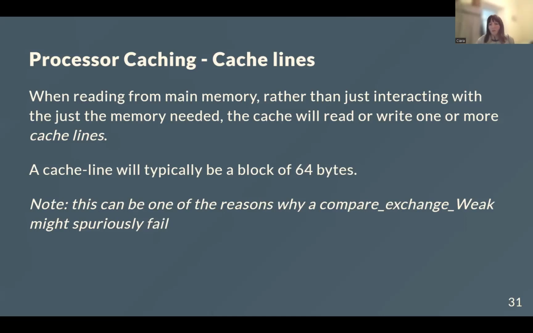And this can be one of the reasons why compare exchange weak might spuriously fail, because even though the value hasn't changed, no one's actually accessed that memory. If someone's accessed the neighboring memory, well, then that cache line has been invalidated. Someone else has said, okay, I've already used that cache line. The processor can't figure out whether or not it's used your bit of memory or just another bit of memory that was in that cache line. So it will fail that store, and you'll end up failing your compare exchange weak check.